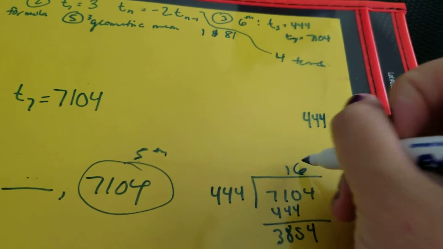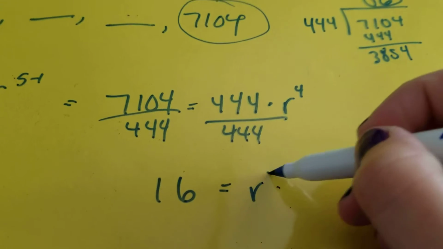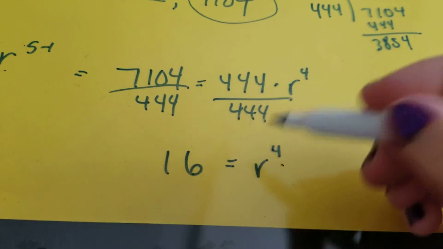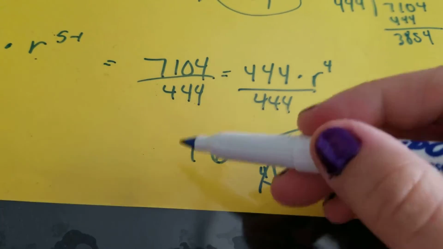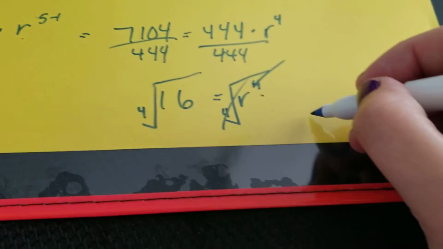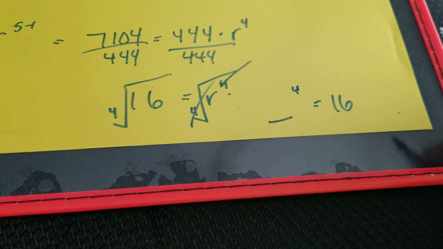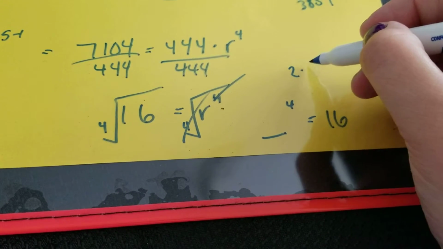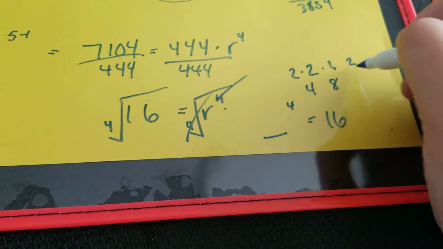This equals 16. So now I have 16 equals r to the 4th power. I have an exponent of 4, so if I want to cancel that out, I need to find the 4th root. So this cancels with this, and the 4th root of this side. So I'm basically looking at what to the 4th power gives me 16. Okay, so, and I know that to be 2, because 2 times 2 is 4, times 2 is 8, times 2 is 16.